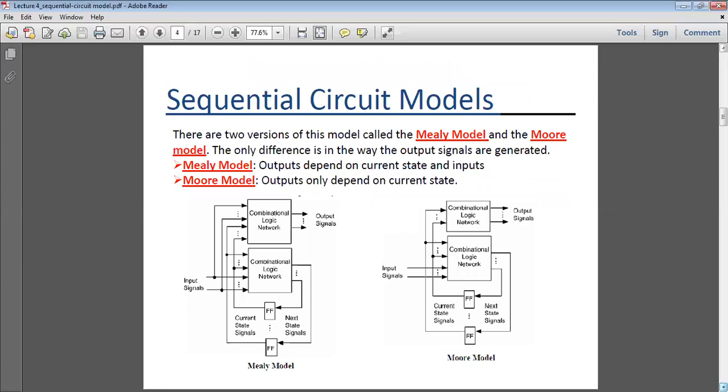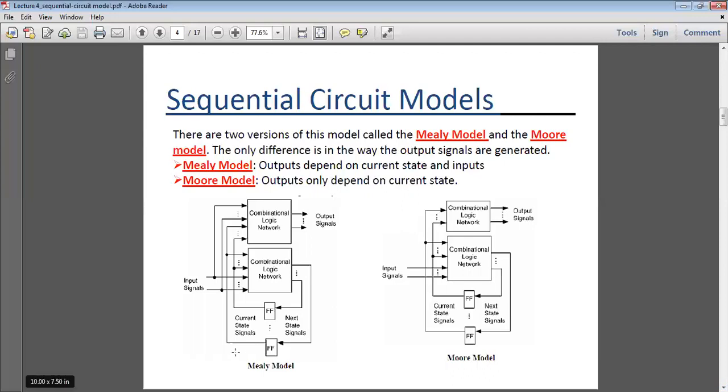Now, depending on the nature of output, sequential circuits are of two types. One is called Mealy model, another is called Moore model. Mealy model or Mealy machine. What type of model is this? In this case, output depends on the current state as well as external input.